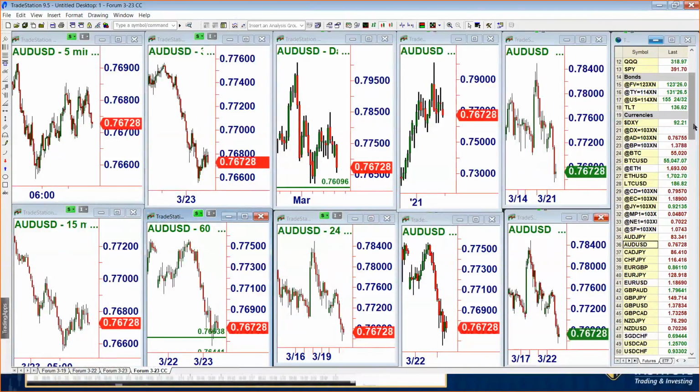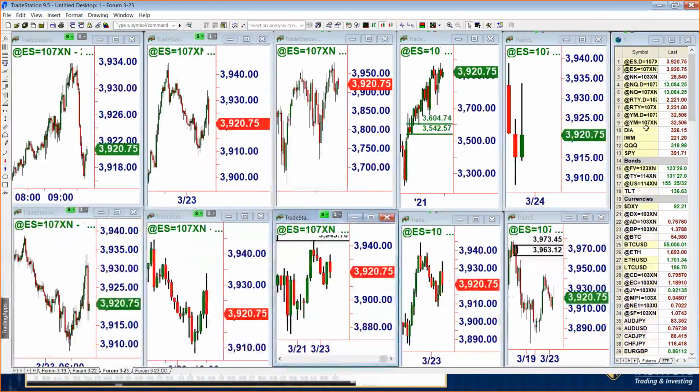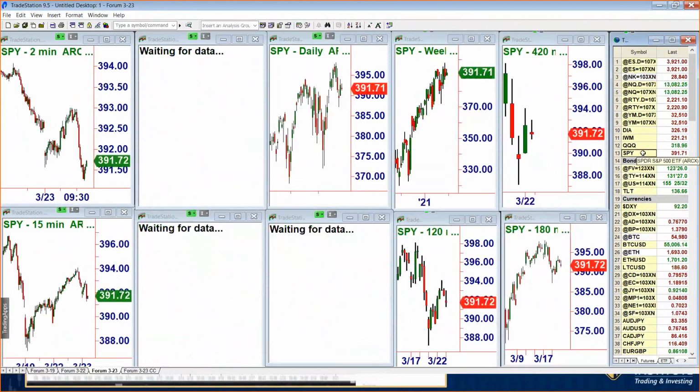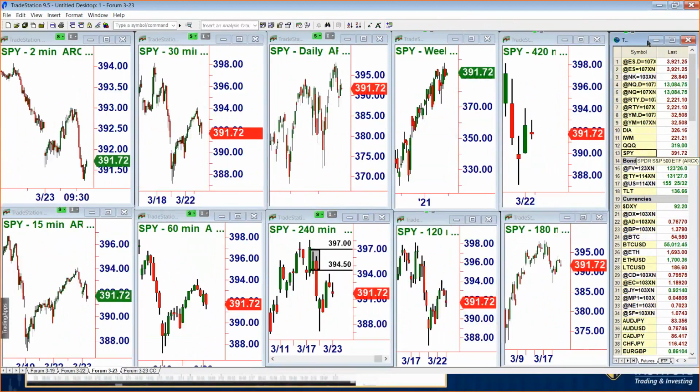Yeah, the SPY, we can certainly switch it up and go over to the SPY. Let's do that. Right here. So for those that don't know, the SPY is the ETF for the S&P, meaning if you want to trade the S&P like a stock, the SPY is what you would look at.